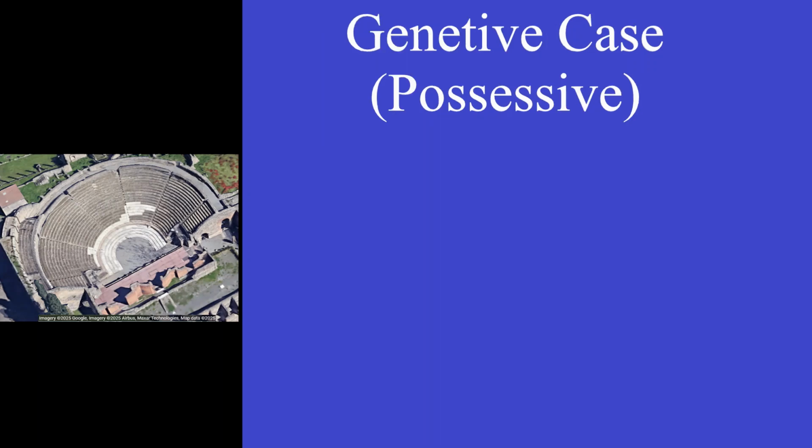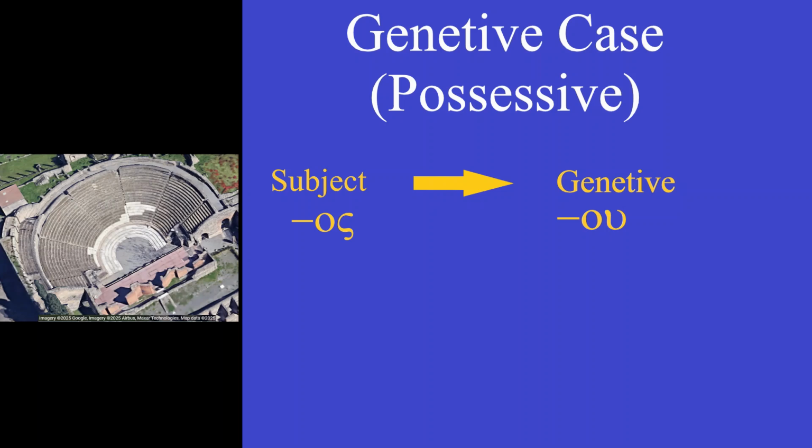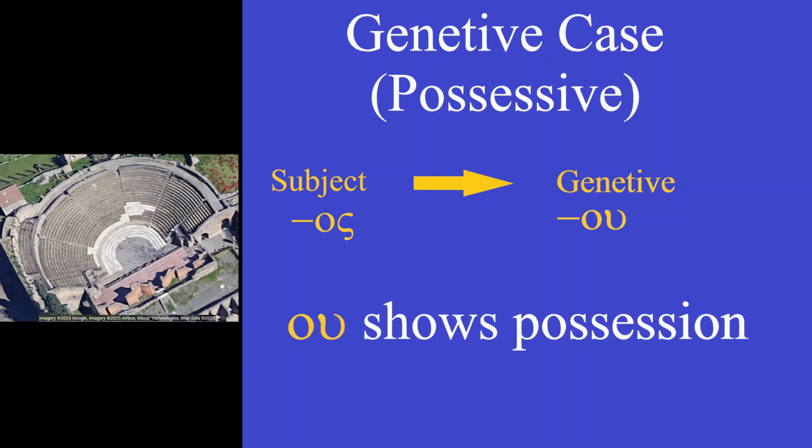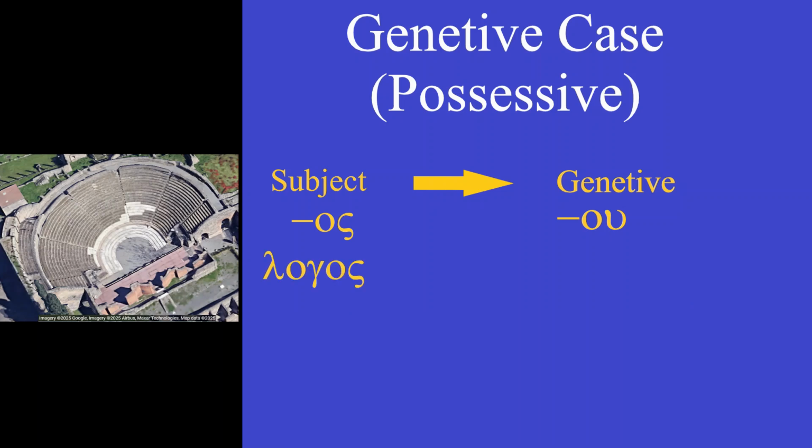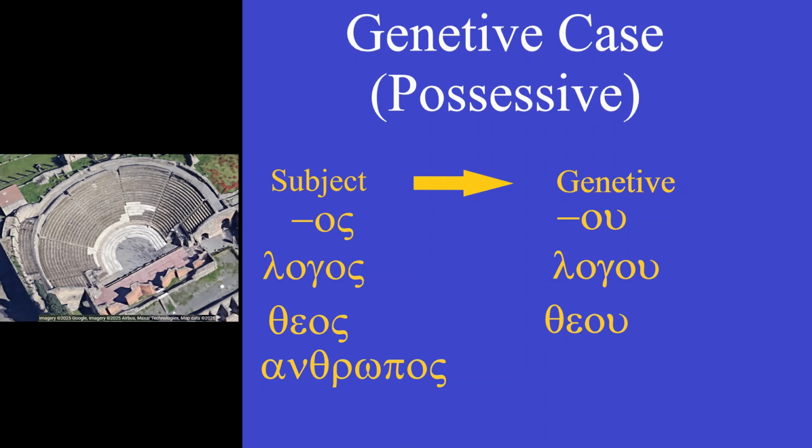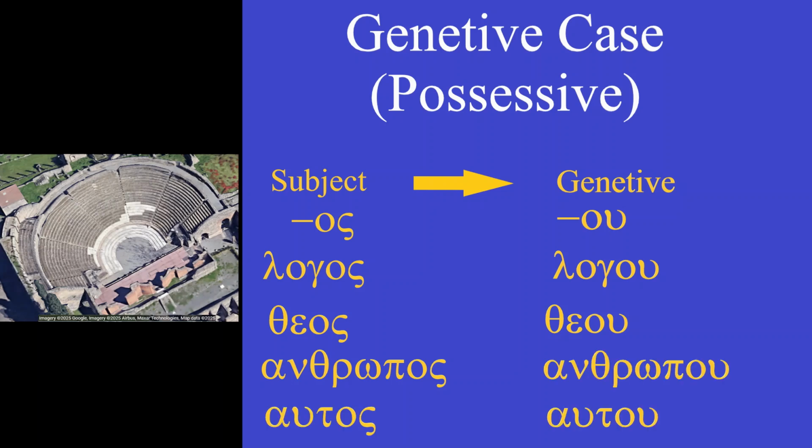The genitive case shows possession. Greek switches the omicron sigma ending to omicron upsilon to show possession. The oo sound shows this possession. So logos becomes logou, theos becomes theou, anthropos becomes anthropou, autos becomes autou.